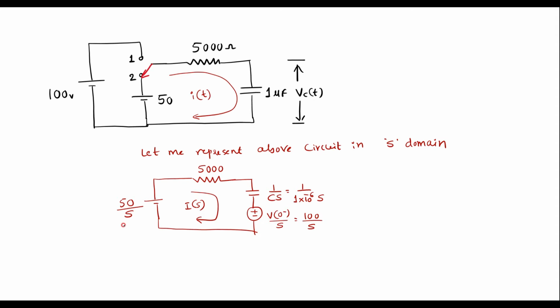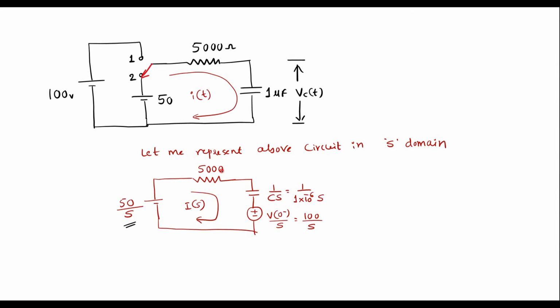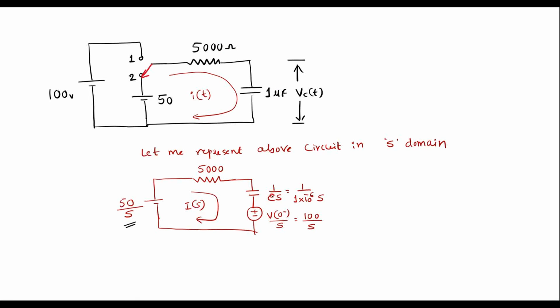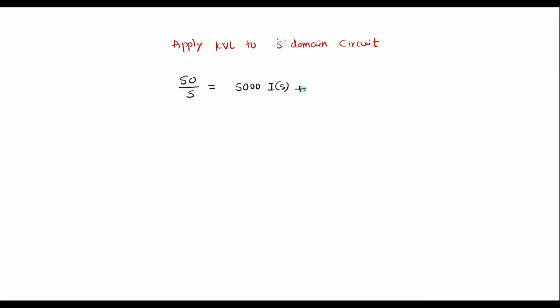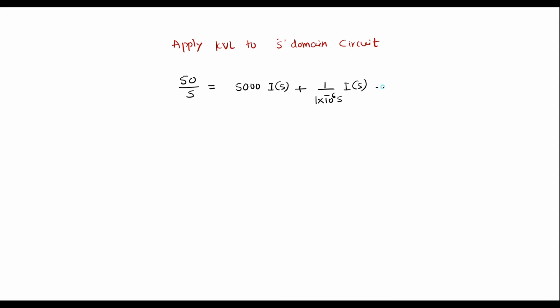So let me start from the voltage source, that is 50 by S is equal to, we have the voltage across 5000, which is 5000 into I of S. Here we have 1 over CS, that is, 1 upon C is nothing but 1 into 10 power minus 6 S, into I of S. That is the voltage across this is I of S into 1 over CS, plus we have 100 by S. There is a voltage source, that is plus 100 by S.